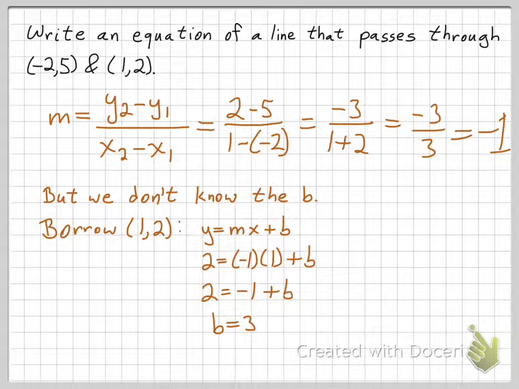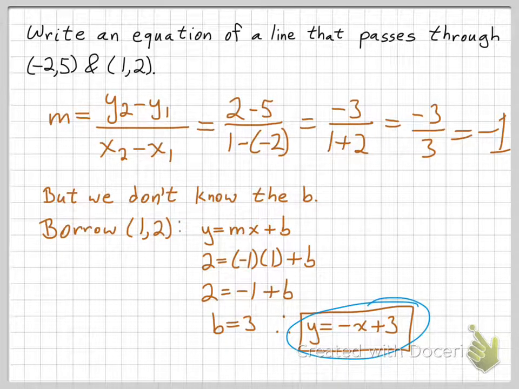And then adding 1 to both sides, you get that your b, or your y-intercept, is 3. So therefore my answer is y equals negative x plus 3. That's the equation of a line that passes through these 2 points. Okay? So my slope is what? What would my slope be? My slope would be negative 1, and my y-intercept, or where it crosses the y-axis, is at 0, 3.